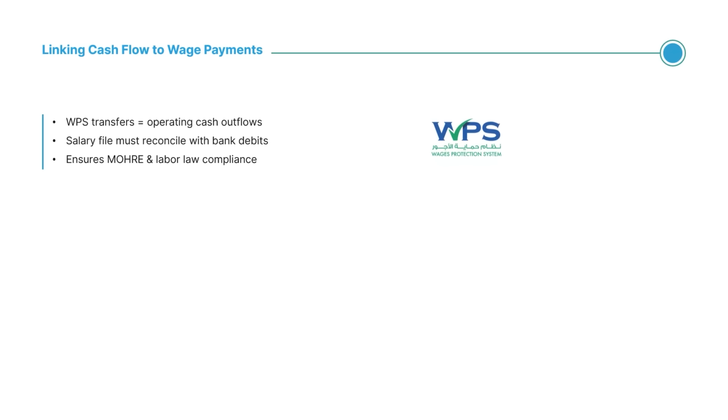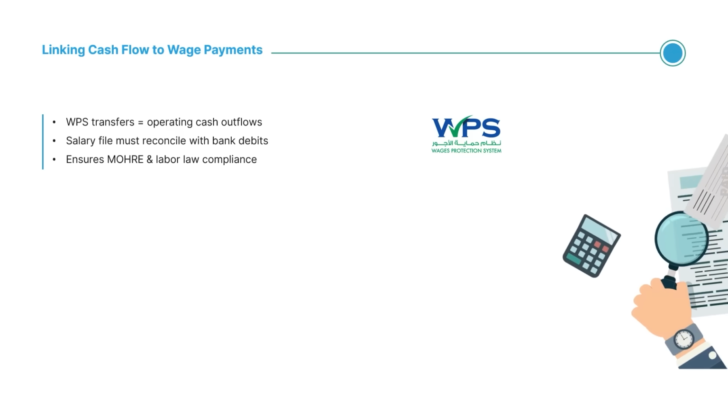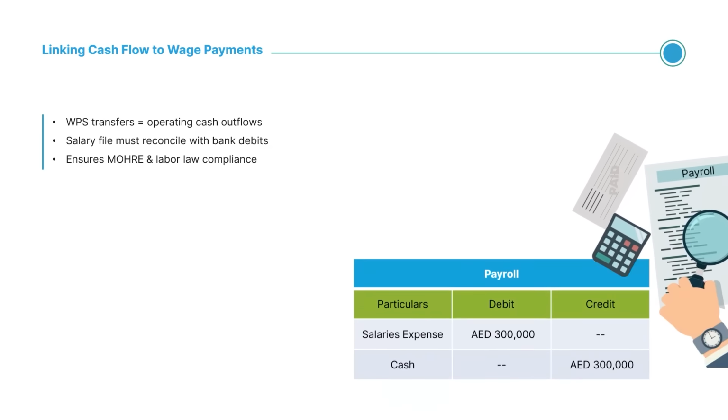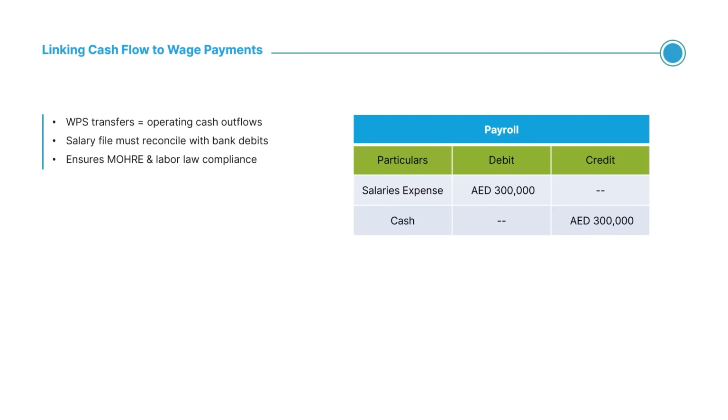Payroll in the UAE is strictly governed through the wage protection system. Each month, companies upload a salary file that triggers automated transfers through banks. Example: a business pays 300,000 dirhams in salaries via WPS. The entry is debit salaries expense 300,000 dirhams, credit cash 300,000 dirhams.